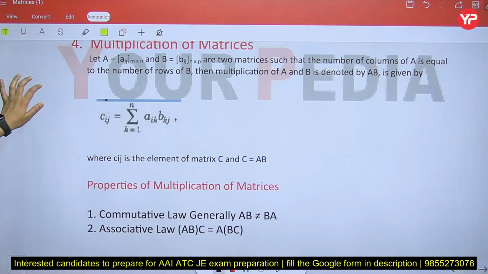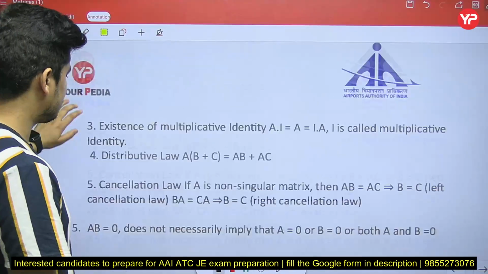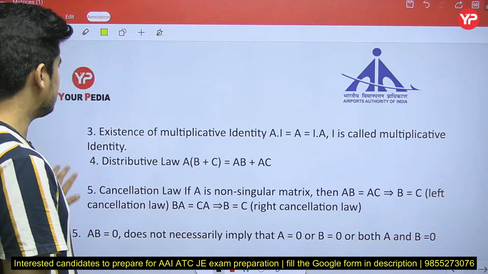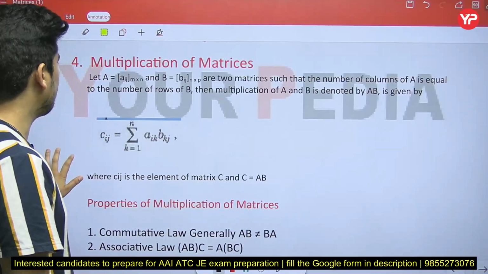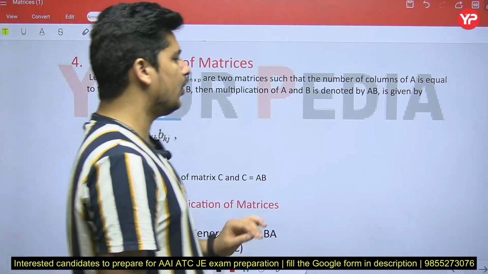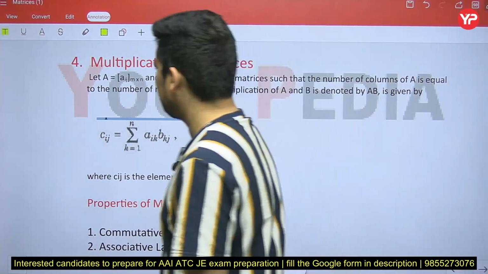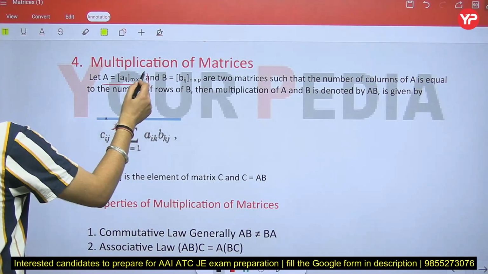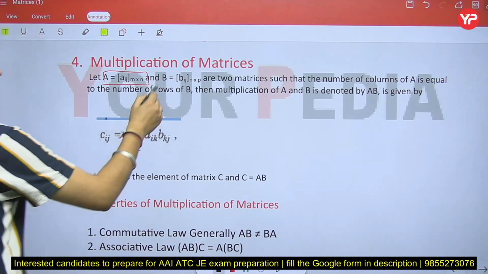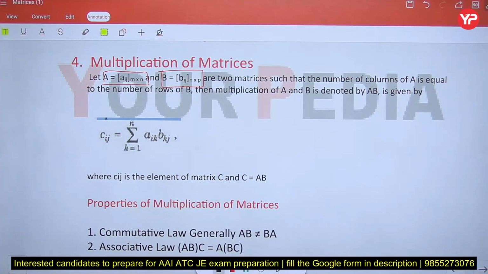Now the next thing, that is the important thing, right? That is matrix multiplication, and this is most important. I think from what we studied today, you will definitely get one question from this in your airport authority exam. Let A equal Aij, which is M cross N, and again you have B equal to Bij, which is N cross P.